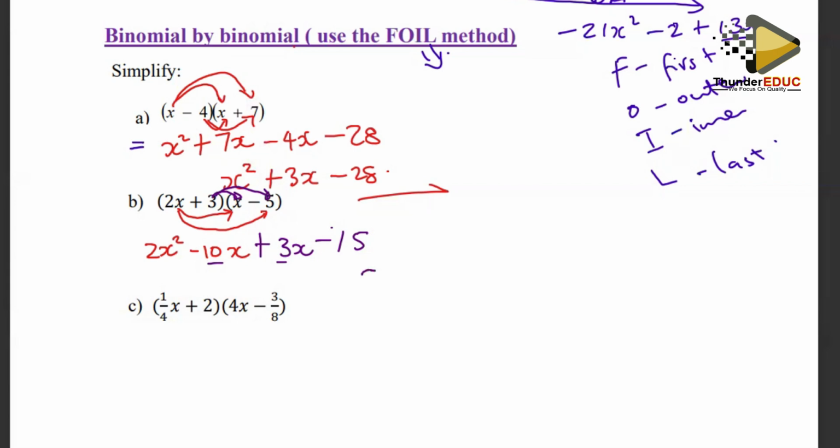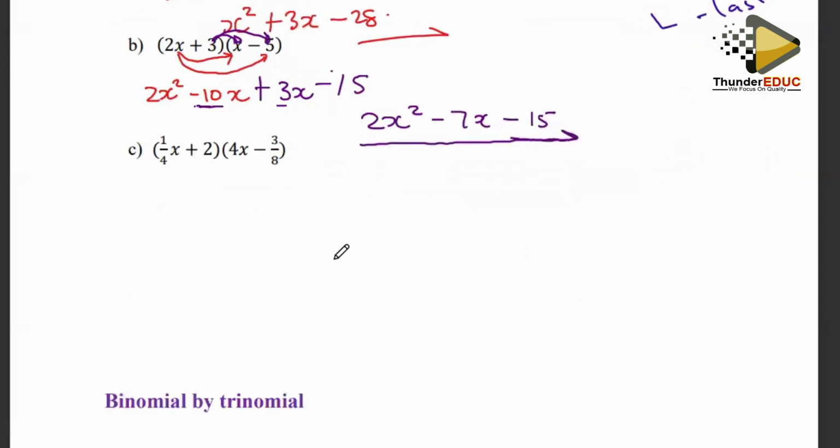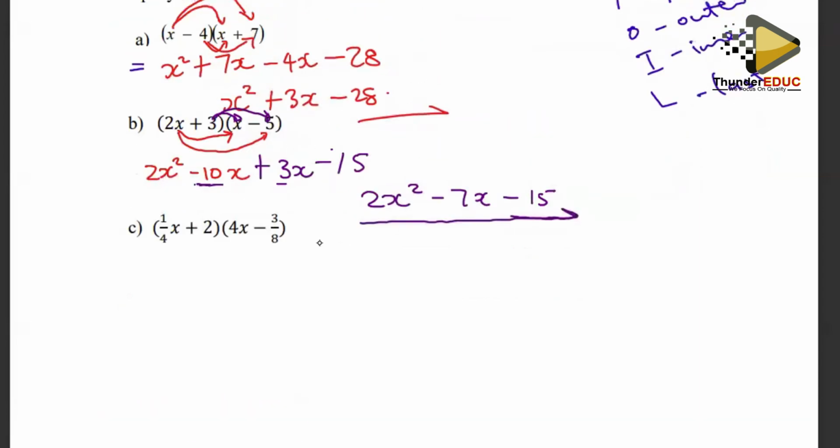This and this are like terms. So let's start with that. So 2x squared, negative 10, okay, with the sign in front, plus 3. That's going to give us negative 7x, then minus 15. So a number takes on a sign that is in front of it. I mean, you can only claim something if you can see it in front of you, not what is behind you.